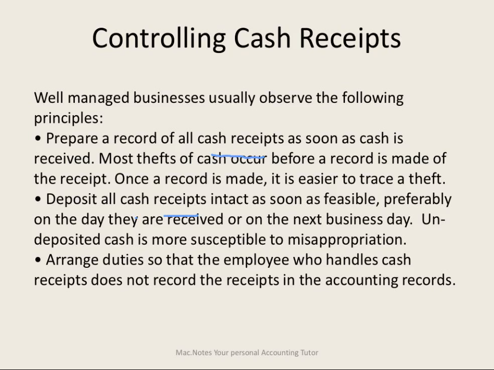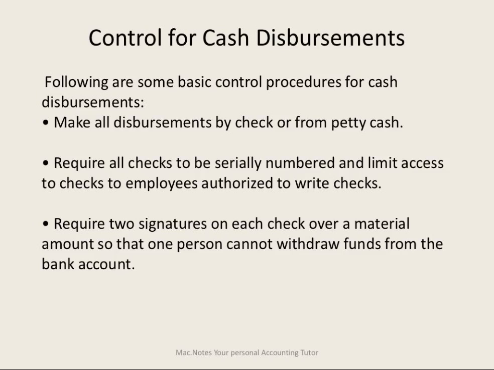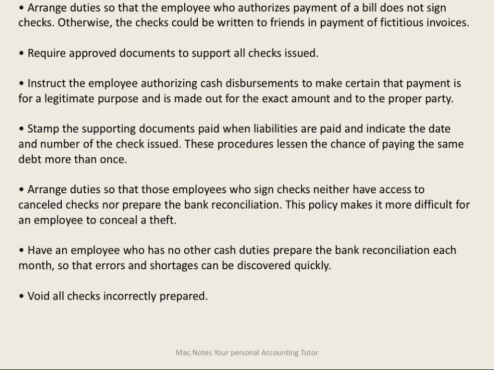Arrange the duties of employees who handle cash not to record the receipts in the records. So make all cash disbursements by check, so the bank also has a record of what was paid. Require that all checks are serial numbered, so if there's a number missing, then that's an indication that something's happened. Require 2 signatures on each check. So here, to conclude, arrange duties so that employees who authorize payment of bills do not sign the checks.